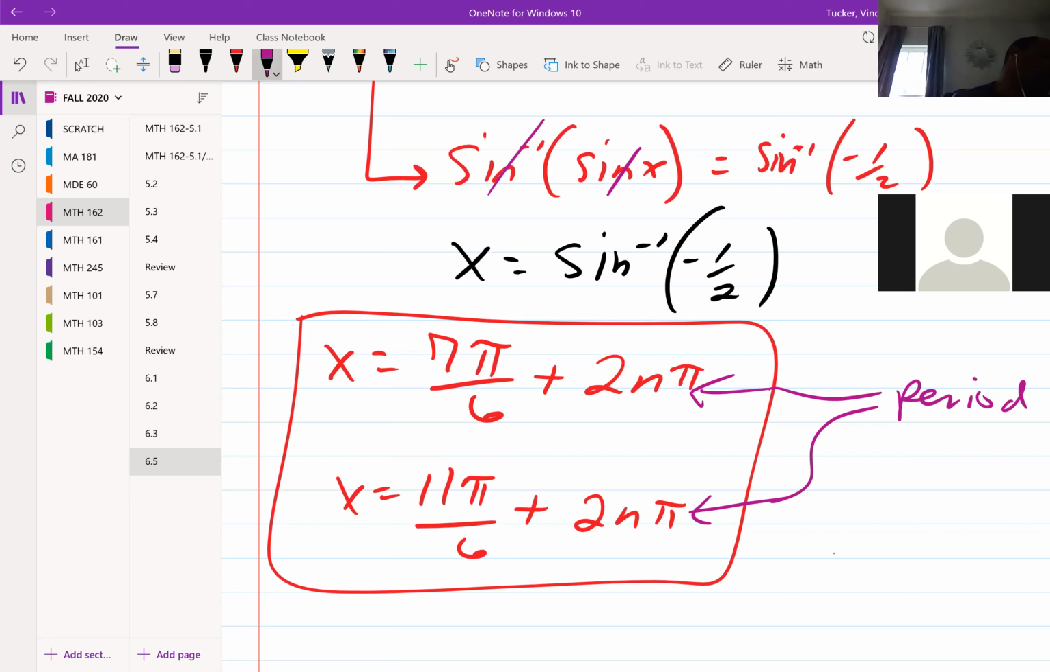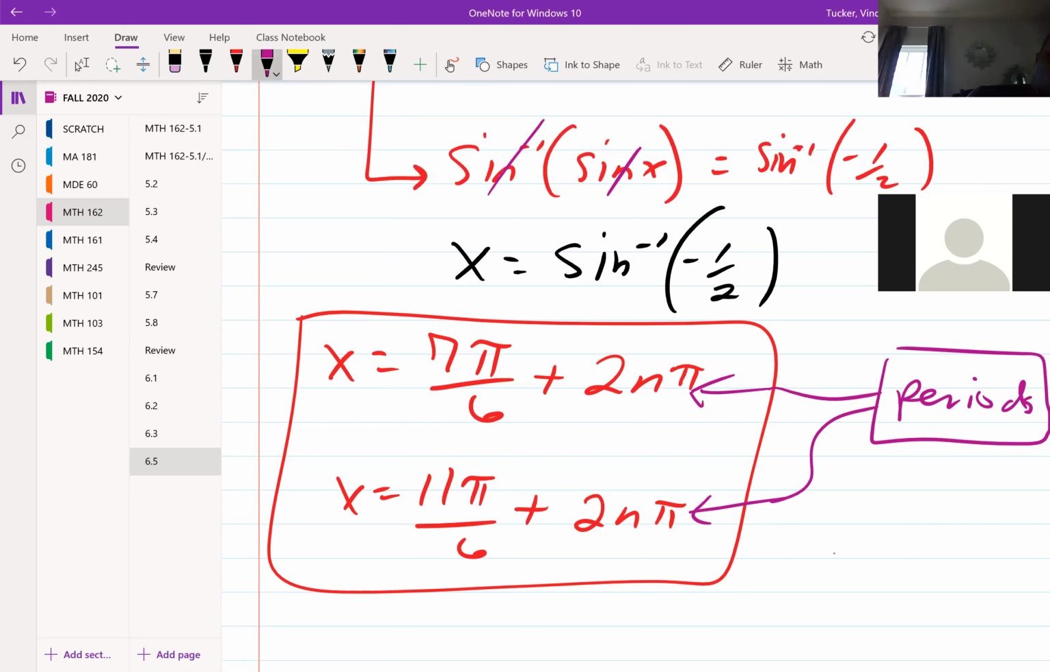It's not period intervals. I'll just say periods because the word I'm looking for, I can't think of the word. I'll just say periods right now.